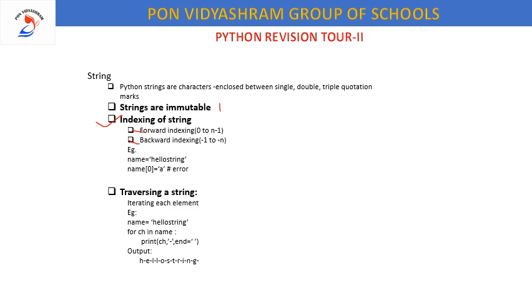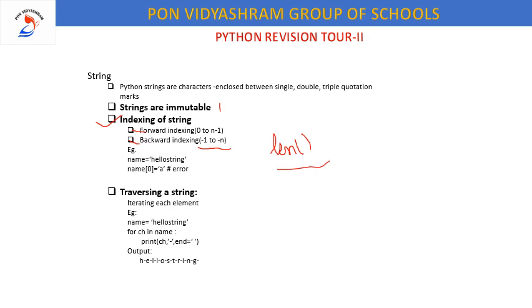Backward indexing uses negative numbers. And here I have written n. What does n represent here? n represents the length of the particular string. So what is this?